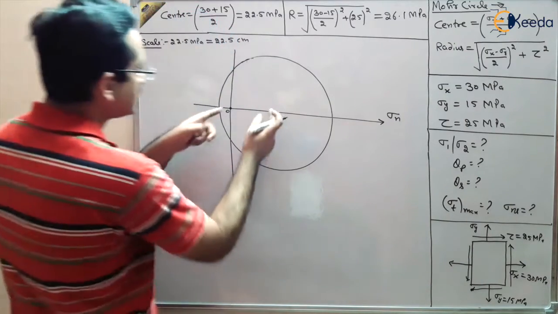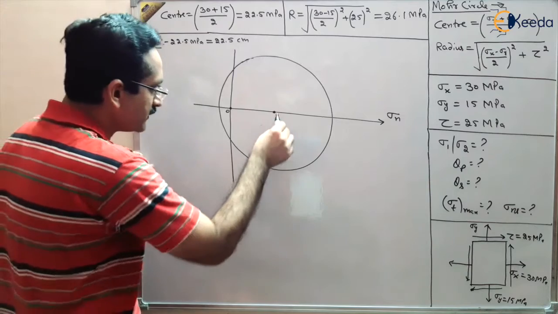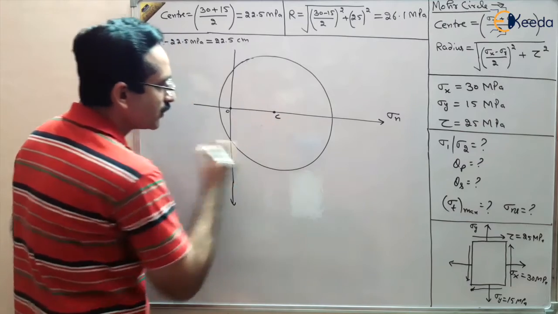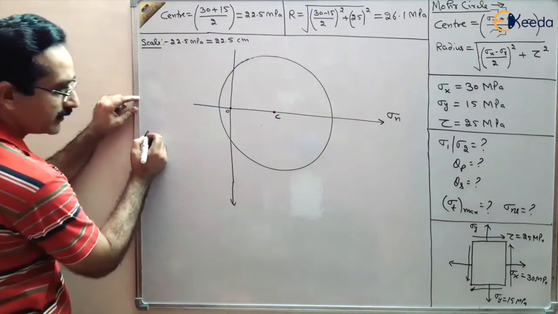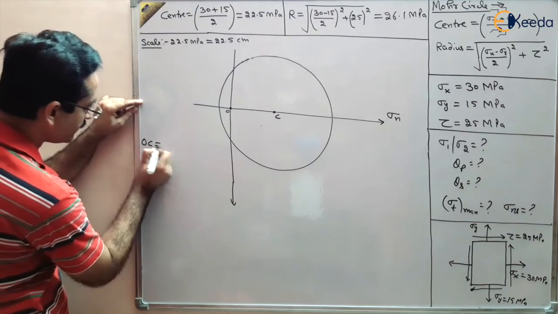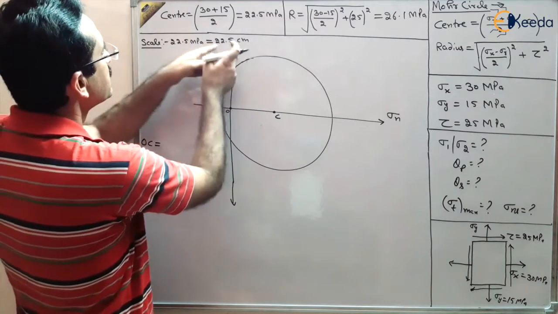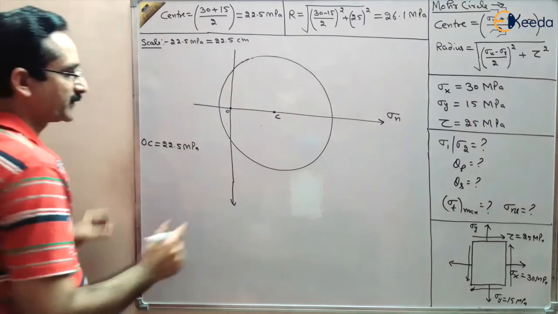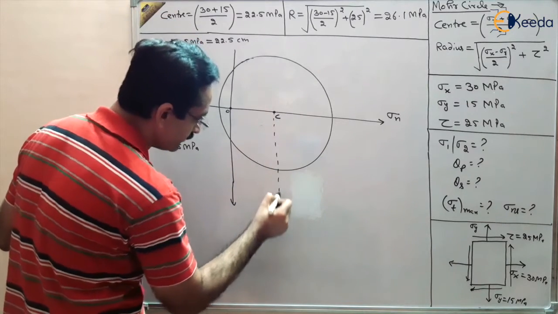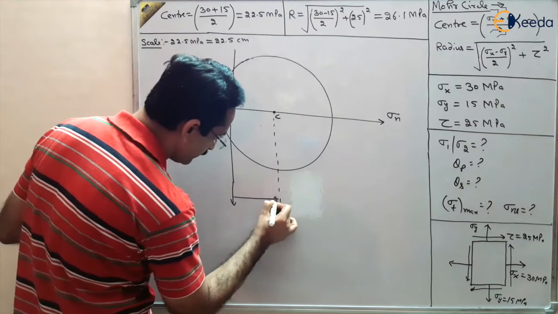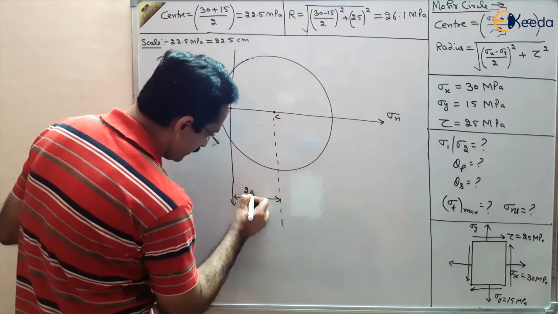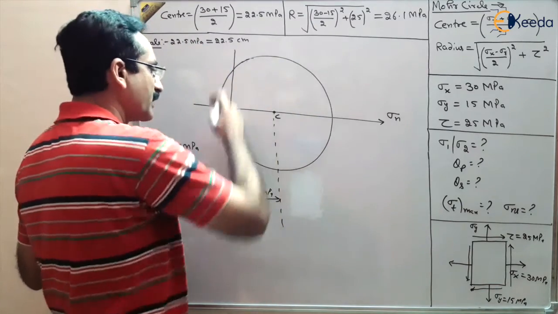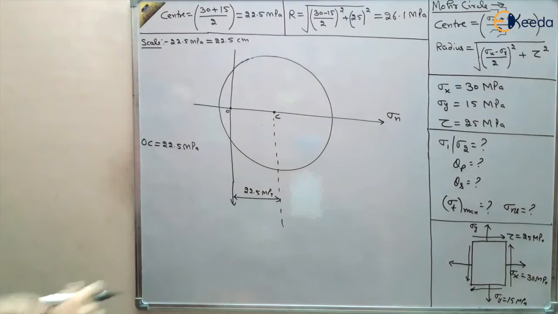So this is our center. This center is equal to 22.5 megapascal. So this distance is OC. OC will be equal to this center, which is 22.5 megapascal. This is the center, right? Here I am writing, this is OC and it is equal to 22.5 megapascal, and opening the compass equivalent to this radius, we can draw the circle, right? So it is okay now.